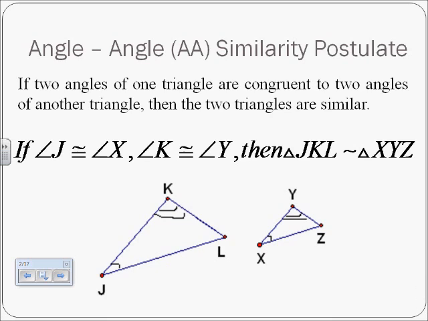A picture representation of that: if angle J in the bottom triangle is congruent to angle X and angle K of that left triangle is congruent to angle Y of the right triangle, then triangle JKL is similar to triangle XYZ. So the difference between congruency and similarity is that for similarity, you only need two of the three angles to be congruent to each other to be similar.